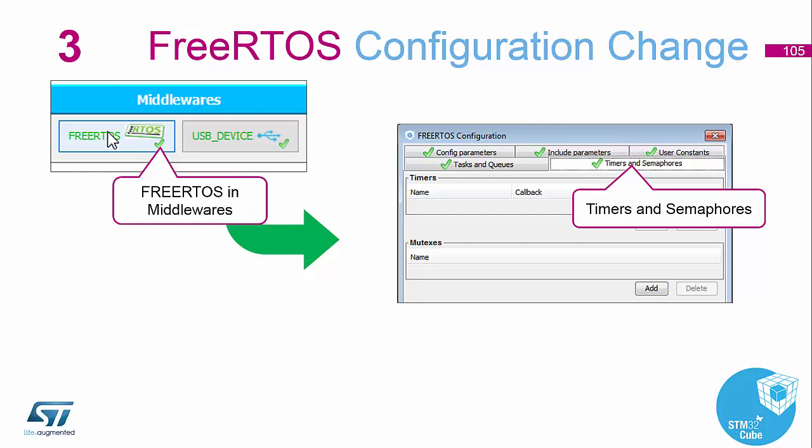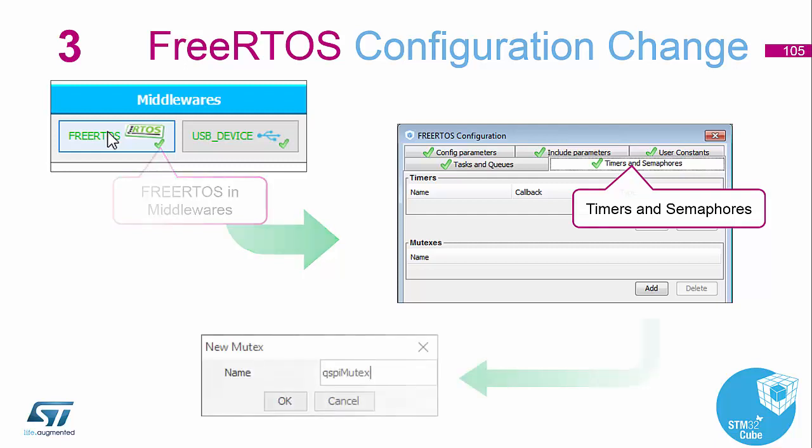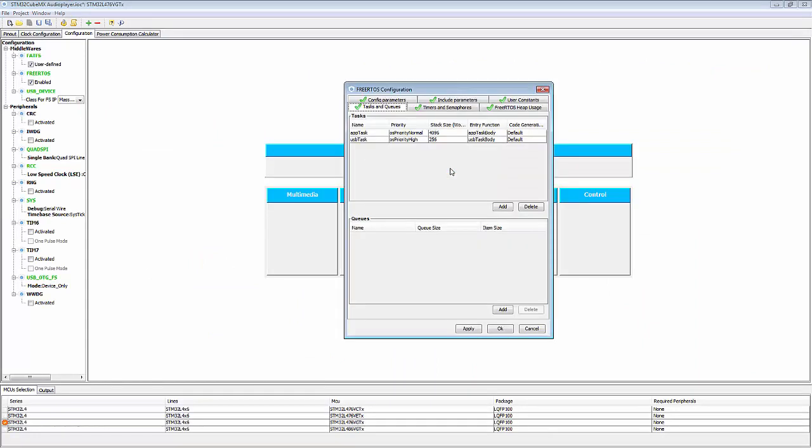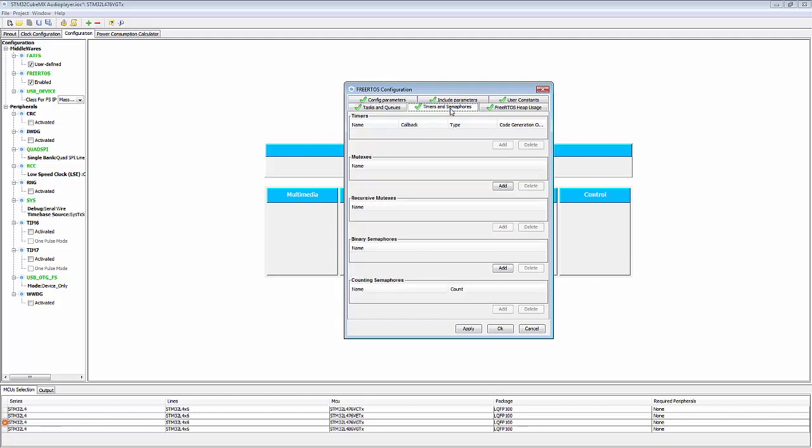So now we need to configure this in the FreeRTOS to make sure that this is all set up correctly. So we now need to go back into the FreeRTOS and go into the timers and semaphores section. So this is where the mutexes are located in the RTOS. And we need to add a mutex called QSPI mutex, with a capital M, and then OK that. So that's our mutex added to the system.